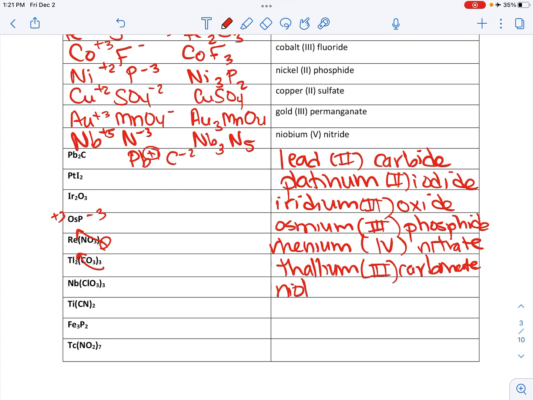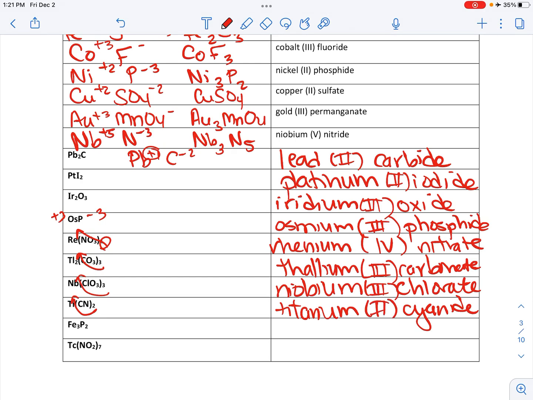This is niobium chlorate, and the 3 should go back, and so you'll have niobium 3. This is titanium, and this is cyanide. The 2 will go back, and so titanium should be a +2, Roman numeral 2.